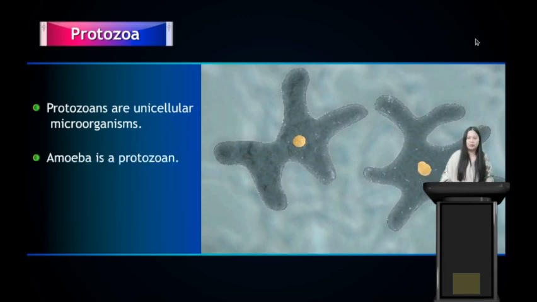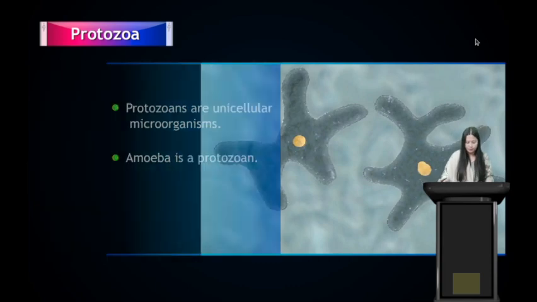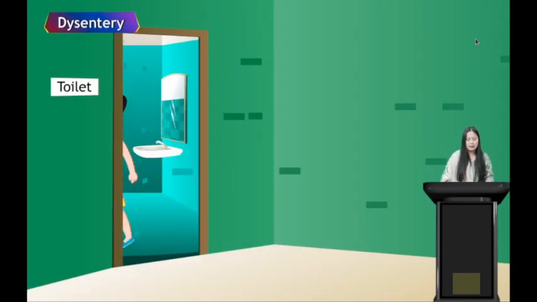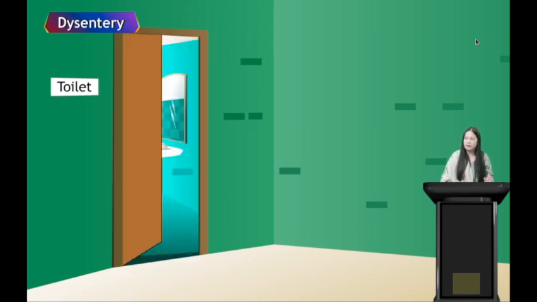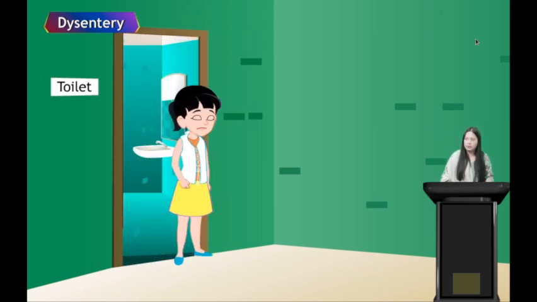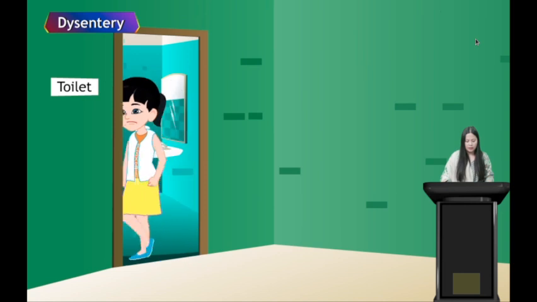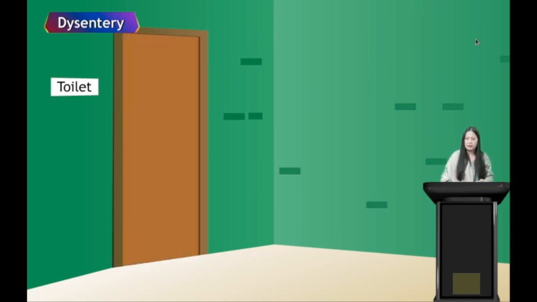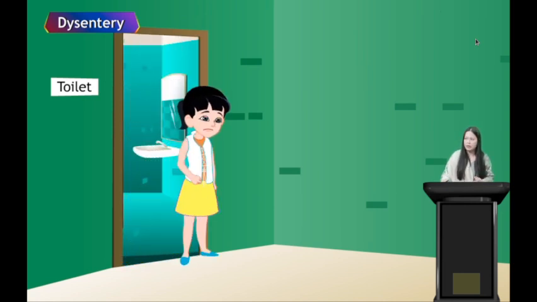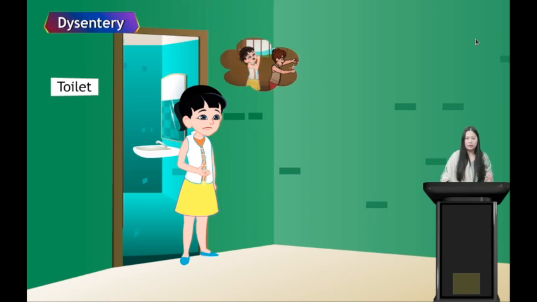Amoeba is an example of protozoa. So we can say amoeba is a protozoan. Let us see some of the diseases caused by protozoa, which include dysentery. Here we see the girl using the toilet. Now after using the toilet, she has an upset stomach, so again she went to use the toilet. So dysentery is one of the diseases caused by protozoa.